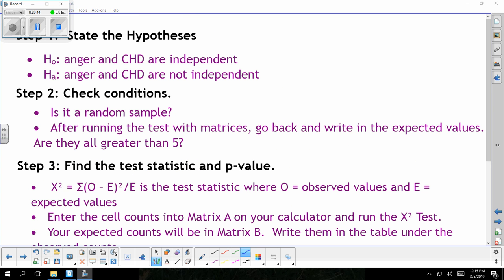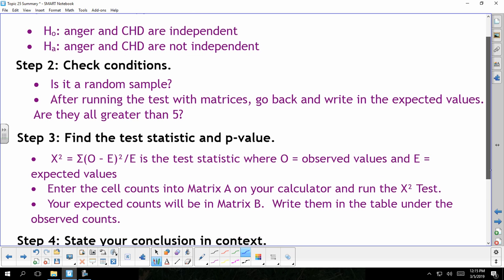All right. So here's spelled out very clearly all the steps to our chi-squared test of independence. Step 1, state our hypotheses. Anger and coronary heart disease are independent. Anger and coronary heart disease are not independent. Is it a random sample? Stated in the problem, so we're good. And then we ran the matrices and checked the expected values. They were all greater than 5.